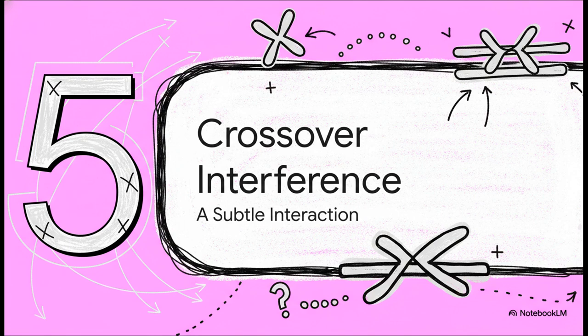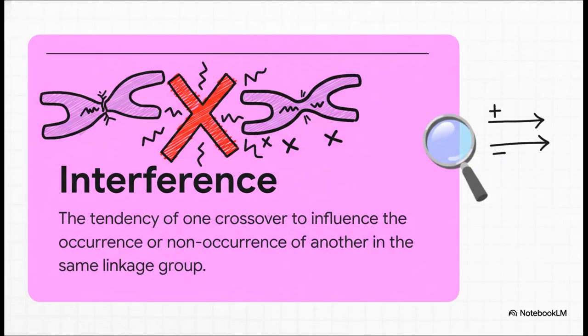And this phenomenon has a pretty cool name. It's called interference. You can kind of think of it this way. The physical act of a chromosome breaking and rejoining is a big, complicated mechanical process. So once that happens in one spot, it can make it physically harder for another break to happen right next to it. It sort of interferes with the probability of a second event.